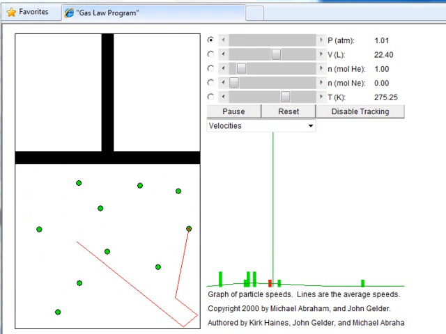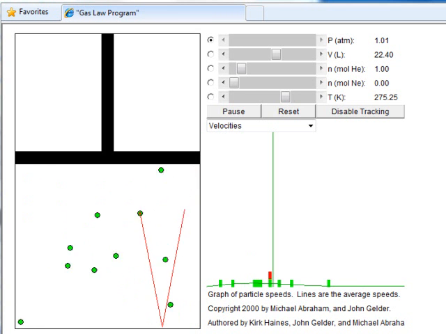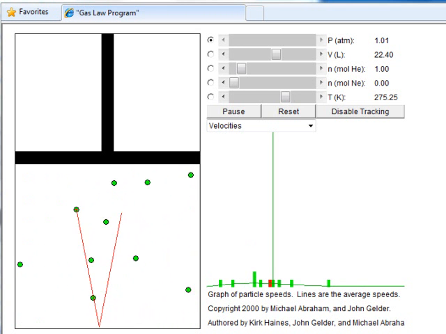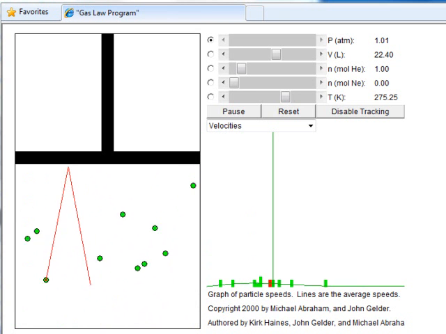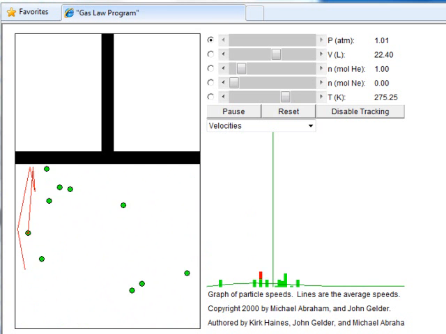So I don't know if anybody noticed this or not, but as our tracked particle changes speed, the red box on the graph moves. So what does this tell us? Well, it tells us that the red box is showing us the speed of our tracked particle.